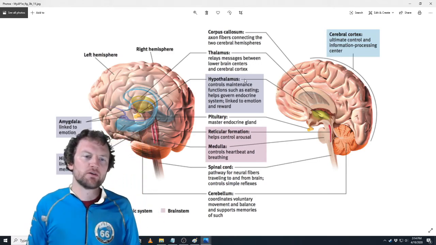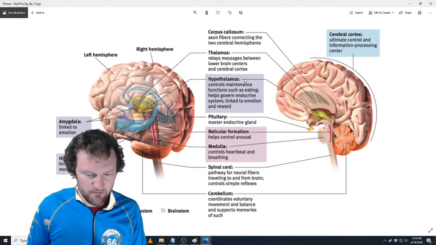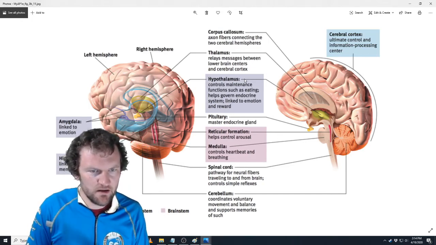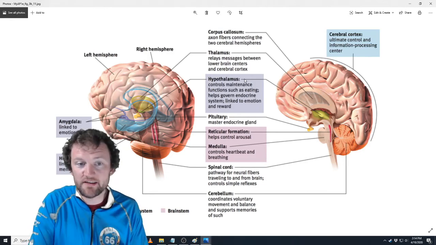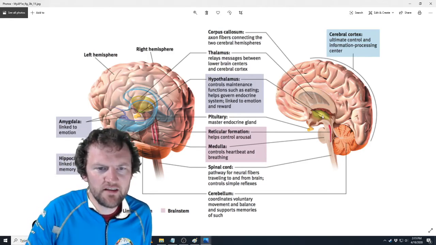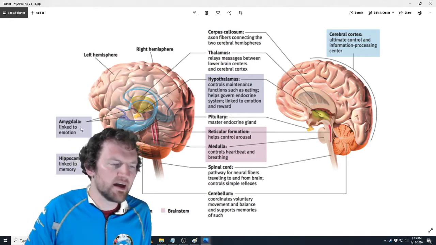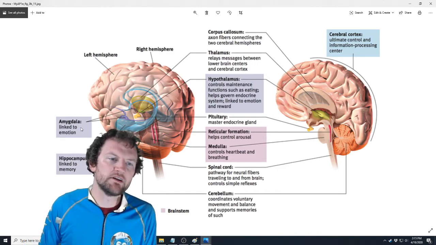Hypothalamus is the reward center of the brain. So it governs things like eating, reward, addiction is highly governed by the hypothalamus. The amygdala has to do with emotion, aggression, and fear.